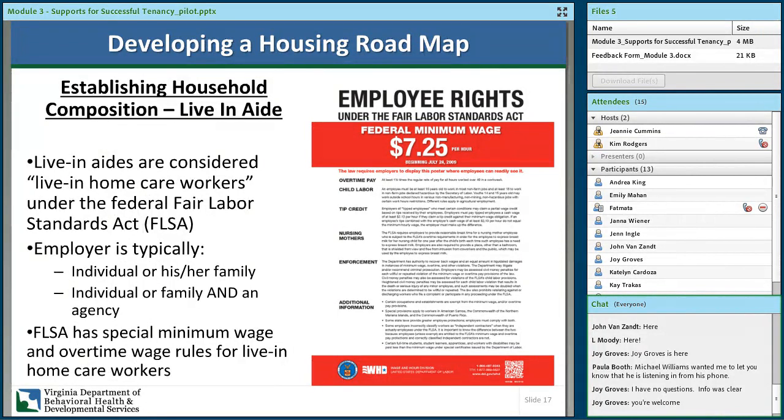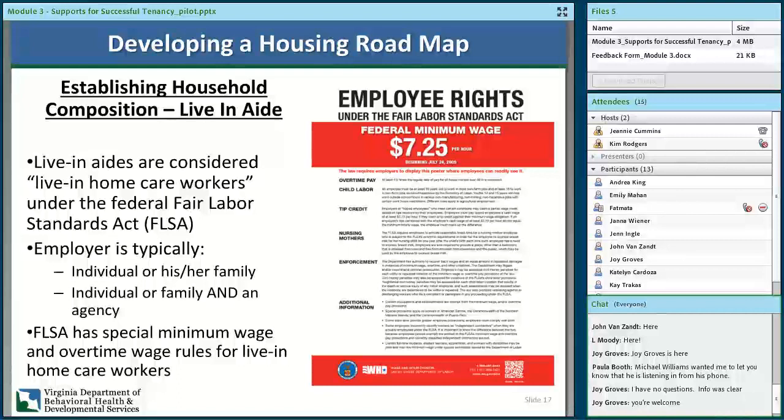Live-in aides are considered live-in home care workers under the Federal Fair Labor Standards Act. This means live-in aides have certain wage protections in an employment relationship. Different parties could be the employer of a live-in aide depending on the circumstances. These parties include a provider agency, an individual, or the individual's family. Often, there is a joint employment relationship that an individual or family share with a provider agency.